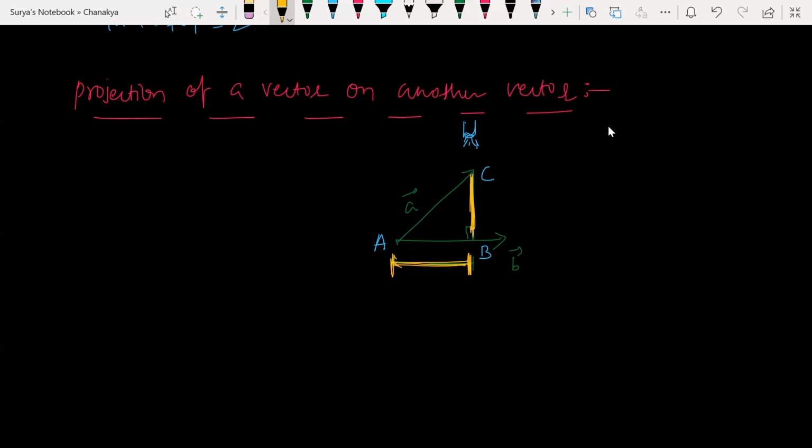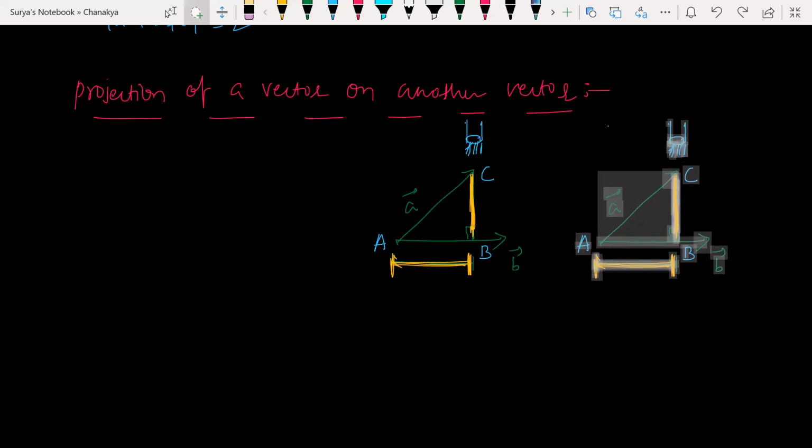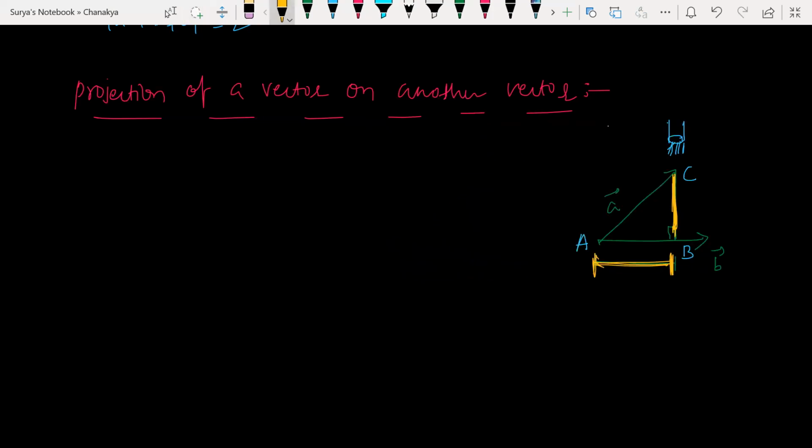Okay. I will solve the question. Guys, you try to understand the concept. Projection is nothing but whatever light you focus from the top. If you just focus a light, what happens? Whatever light you get here, the projection of that you get here. So whatever AB you have here, that is the projection of a vector on another vector. Hope it is clear. Now look at this.